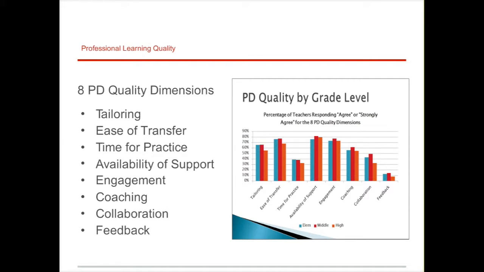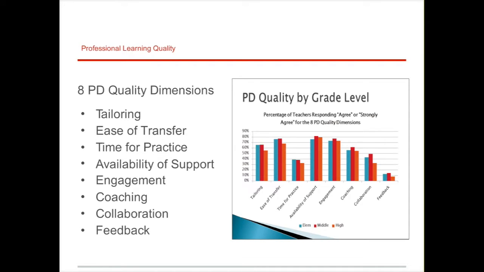And just to talk a little bit further about one of those conditions for success, if we look at professional learning, we know that that's very important. Professional learning has to be delivered well in order for your initiative to be successful. So in Richland 2, we've looked at 8 quality dimensions for professional development, and they are tailoring, the ease of transfer, the time for practice, availability of support, engagement, coaching, collaboration, and feedback. And we found that these qualities are far more important than the amount of time spent in professional development, although we do know that teachers need time for practice.